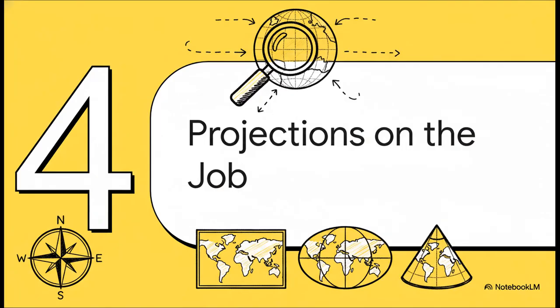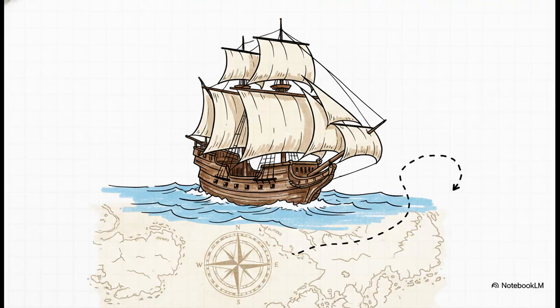Okay, so let's make this really practical. Because the right map is really just about having the right tool for the job. Let's look at a few different jobs and see which map they'd pick. First up, imagine you're a sailor back in the 1500s. You're trying to get a ship full of cargo across the Atlantic. What's the number one thing you need from your map?